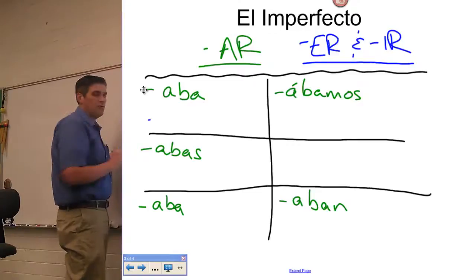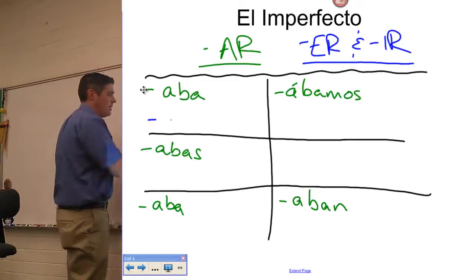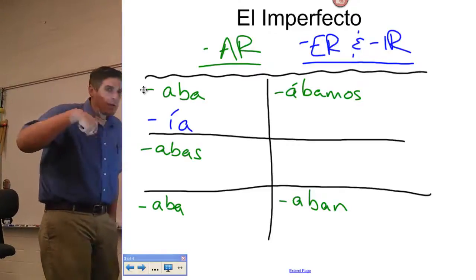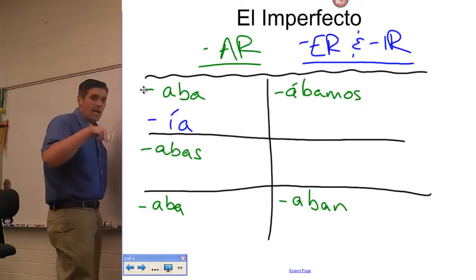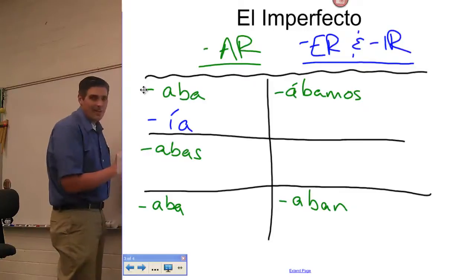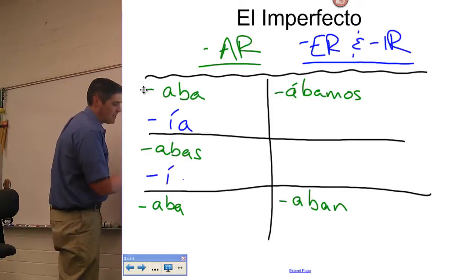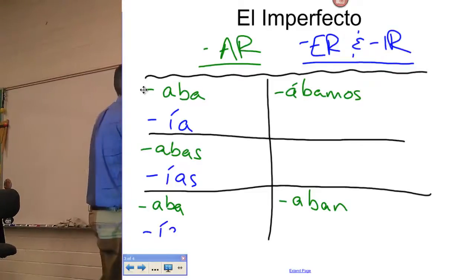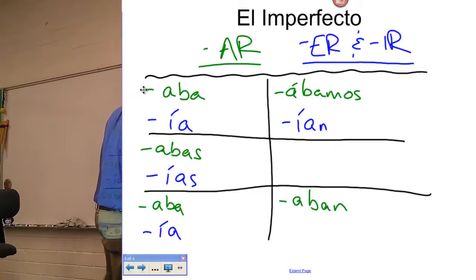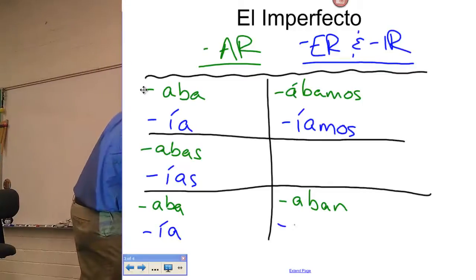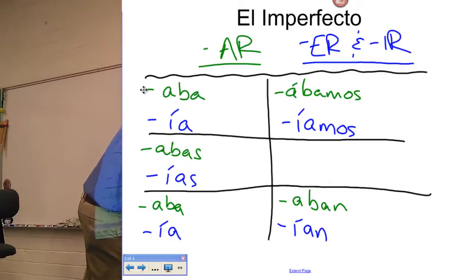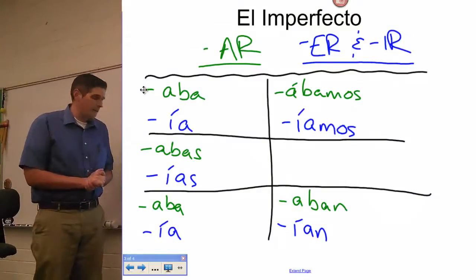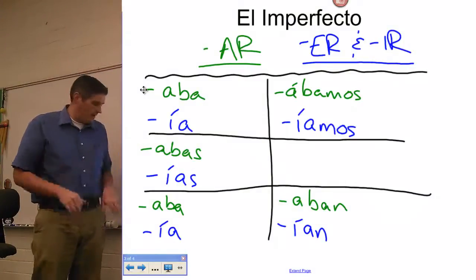Okay, so you remember that the imperfects have those endings in the AR form, and the imperfect in the ER-IR form. Do you remember what those are? Ella comía. Ella siempre comía helado. Comías. Comía. Comíamos. Comían. Okay. So those were our endings for the imperfect, things that used to be going on.